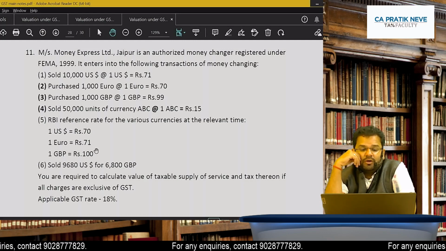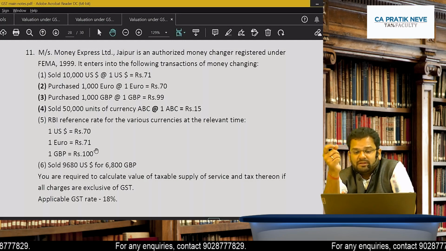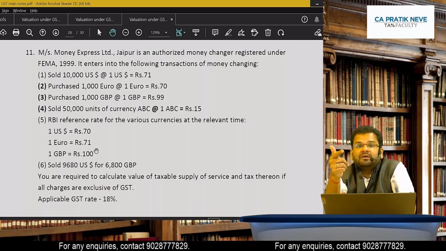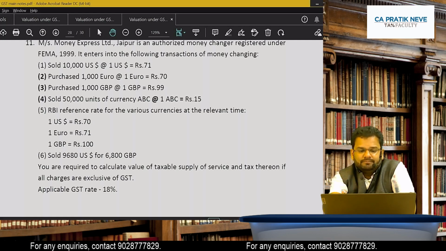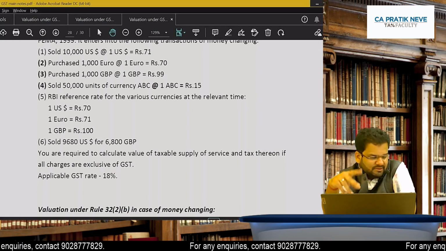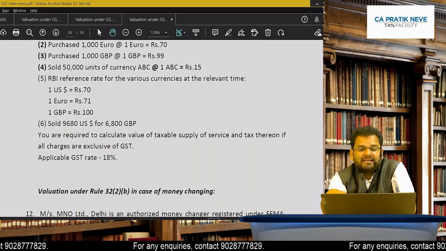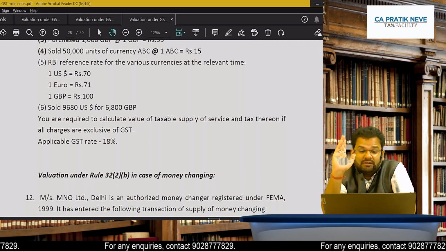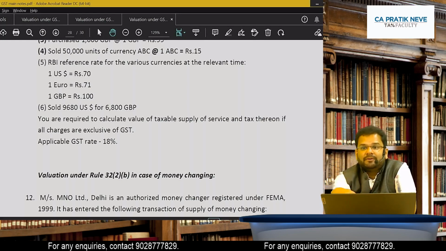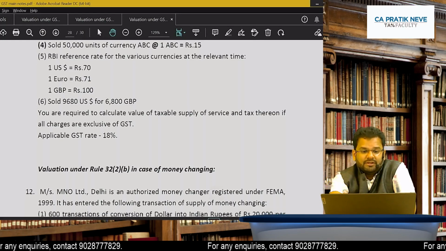Okay, in the fourth point, sold 50,000 units of currency ABC at 1 ABC is equal to 15. So 50,000 into 15, how many rupees are involved? 7,50,000. Of that you should take 1% as the assessable value on a deemed basis as given in the rule. So what is it? 7,500. Perfect. Shall we go ahead, friends?